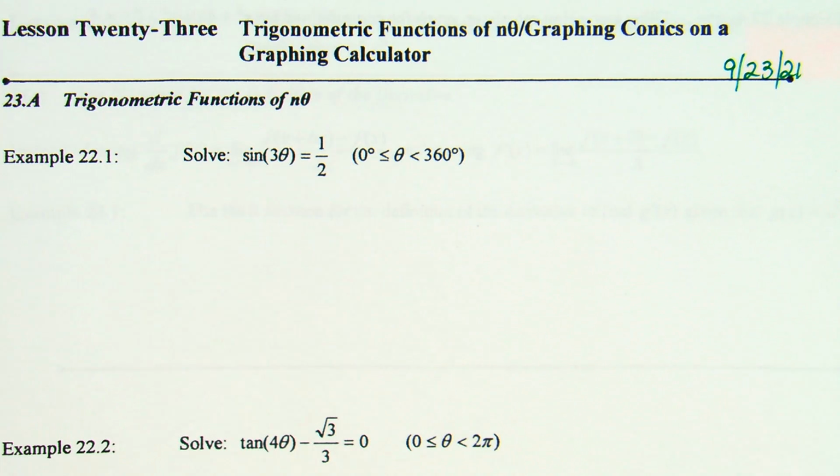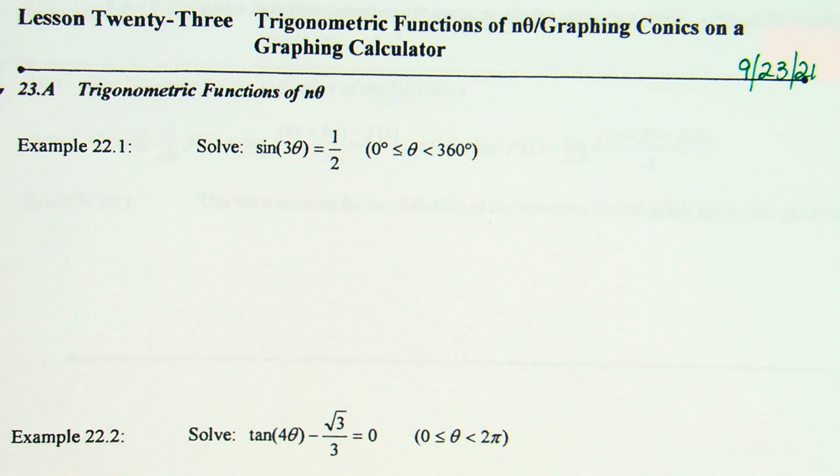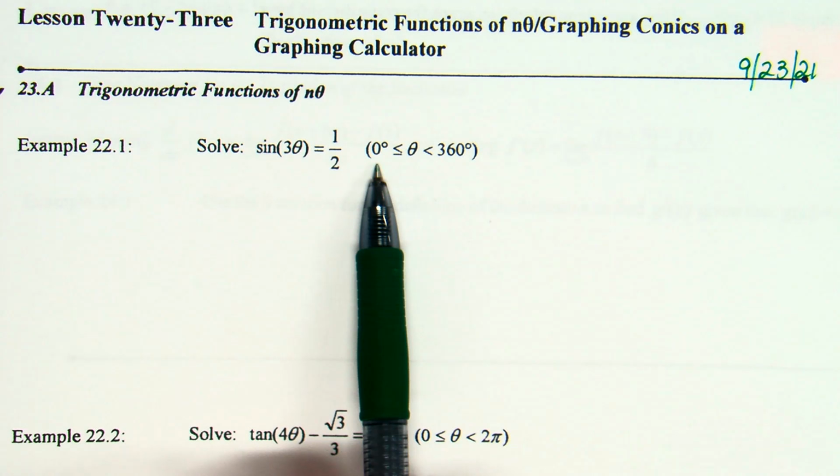Okay. So the first half of our lesson today is trig functions of n theta. Solving this first one, if it said sine of theta equals 1/2, it would be a little bit easier. But ours says sine of 3 theta equals 1/2, so we have to process differently how we're going to do this. This is when theta is between 0 and 360.